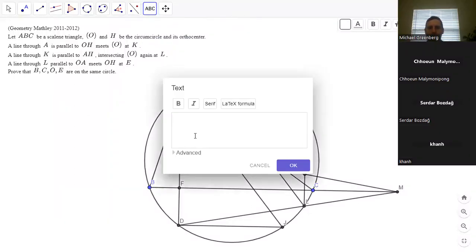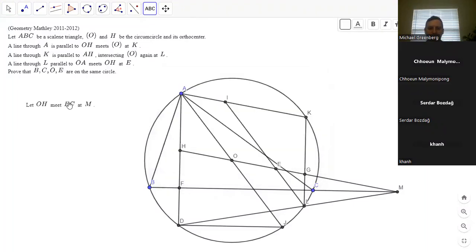So let OH meet BC at M. Once you draw point M, it's not that hard. So first of all, H and D are reflections. To show that G and L are reflections, let me think about that. So AH is equal to GK, so GK is twice the distance from O to BC. So how do we show that G and L are reflections across BC? I don't think it's that hard, but let me think about it.